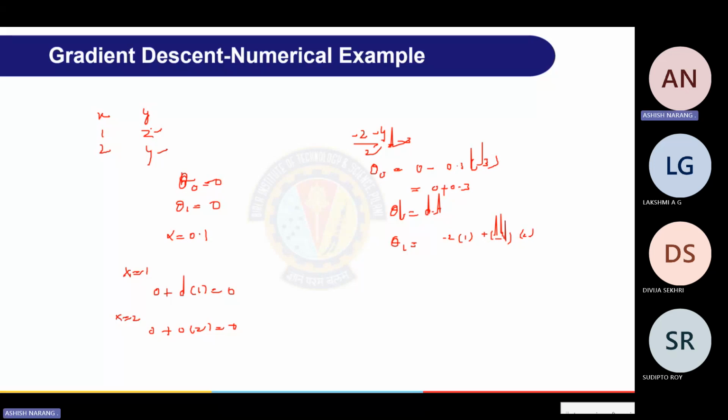So now this is theta 1 x1, all right, theta 2 x2. So theta 1 x1 is minus 2 into 1 minus 2, minus 4 into 2 minus 8, so minus 10 by 2 minus 5. So theta 1 is 0 minus 0.1 into minus 5, that is 0.5. The next equation becomes 0.3 plus 0.5x. This is after first iteration. After second iteration, right?